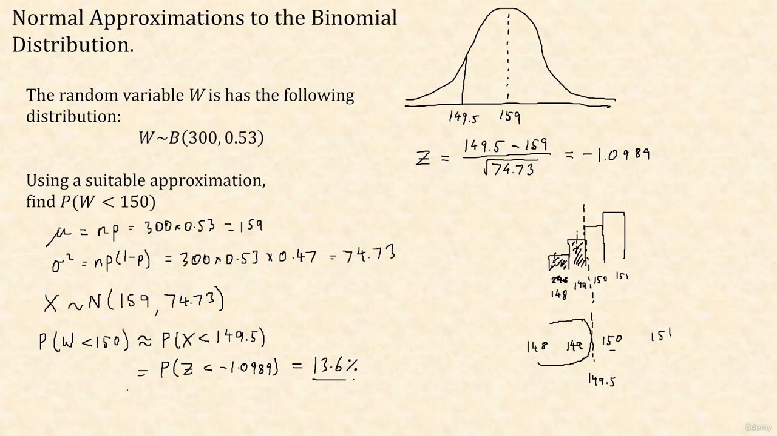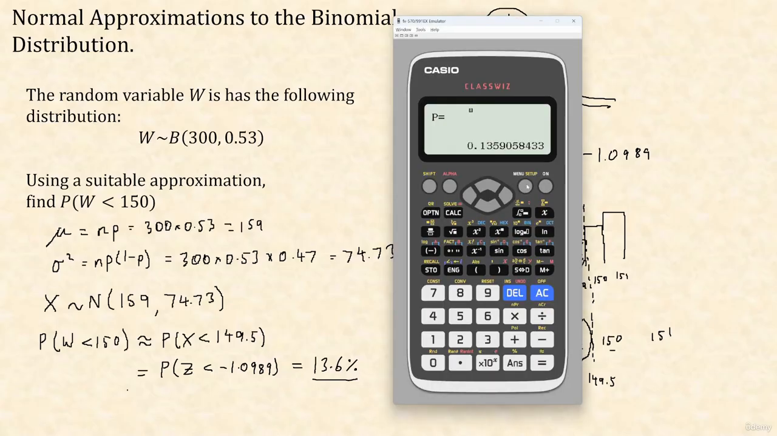Now remember that you can actually check these answers if you have the same calculator as me, because this answer of 13.6 should be very similar to the answer to the original question. So on this calculator, remember, you can go to distributions and you can select the binomial cumulative distribution.